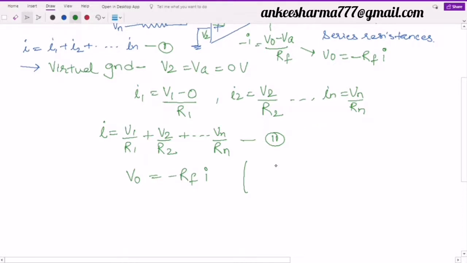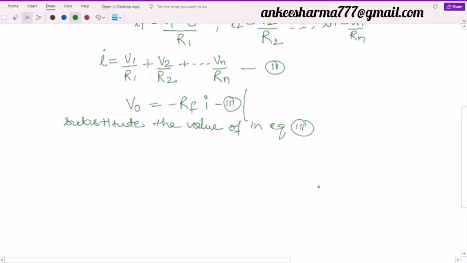Now, what if I substitute the value of I from equation number 2? Let this be equation number 3. Substitute the value of I in equation 3. What will I get? I can write here V0 is equal to minus RF, within the bracket, V1 by R1 plus V2 by R2 plus so on up to Vn by Rn. Right? This is what I will get.